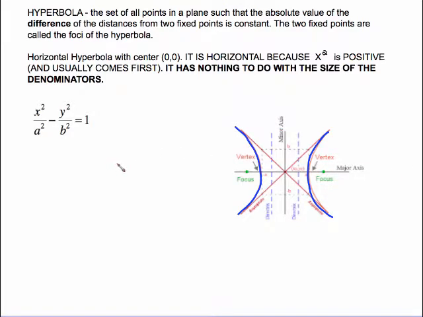This is Pre-Calc section 7.2 video number 4. This is the first one on hyperbolas. The hyperbola is a set of all points in a plane such that the absolute value of the difference of the distances from two fixed points is constant.